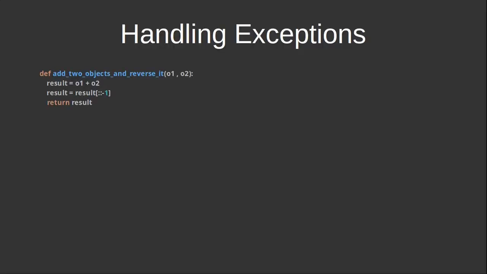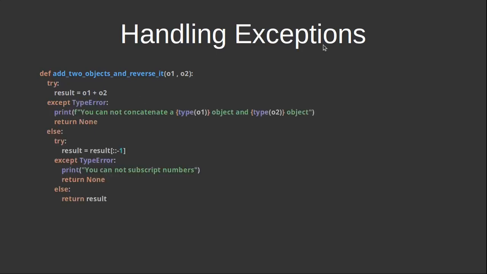For example, create a function called add2objects and reverse it, and the function takes 2 arguments, O1 and O2. First of all, add O2 to O1, assign to result, get the reverse of the result by slicing, and return the result. But this function may raise a lot of type error exceptions while executing. In order to handle exceptions in this function, we will rewrite our code.